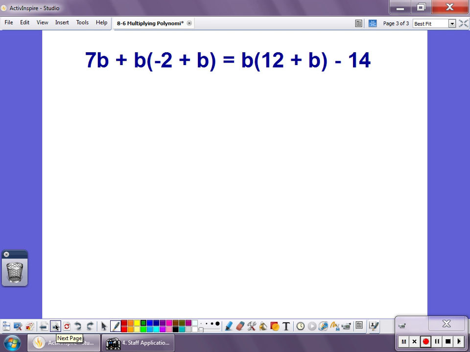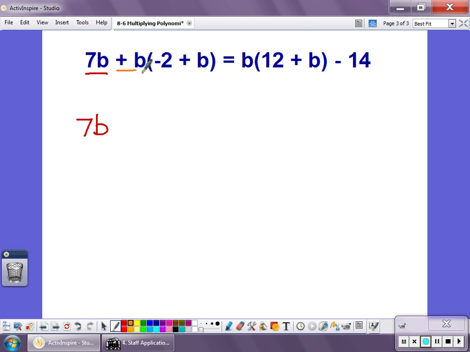You can also apply this process to solving equations. Same idea with our distributive property and combining like terms, except at the end we'll be able to find out what our variable actually equals. So the first thing I want to do is look at this. This 7b is not distributed. It's not being multiplied by anything. So I'm just going to write down 7b.